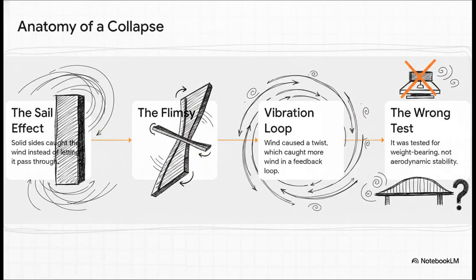So how in the world did this happen? Well, it was a disastrous chain reaction. First up, you have the sail effect. See, the solid sides caught the wind like a sail on a boat. That wind then hit the deck, which was way too thin and flimsy, causing it to twist. And this created a terrifying feedback loop. The twist would catch more wind, which then caused an even bigger twist. But the real original sin here, the critical mistake, was that final step, the wrong test. They only tested it for weight, completely ignoring the immense power of the wind.